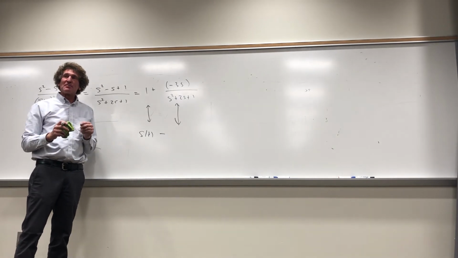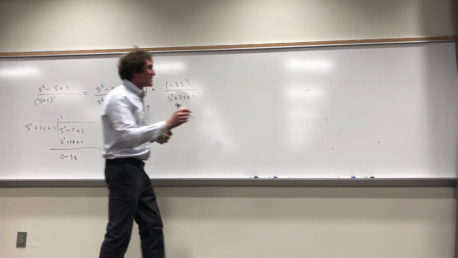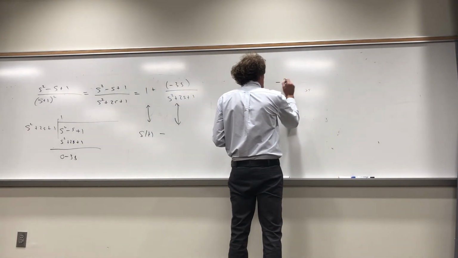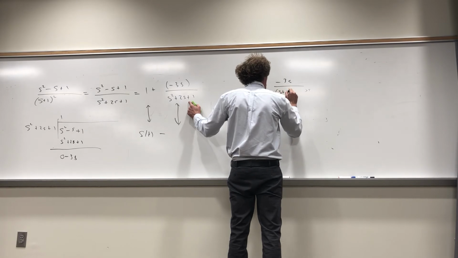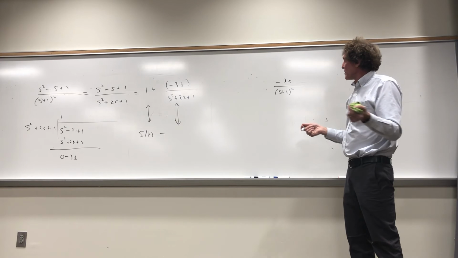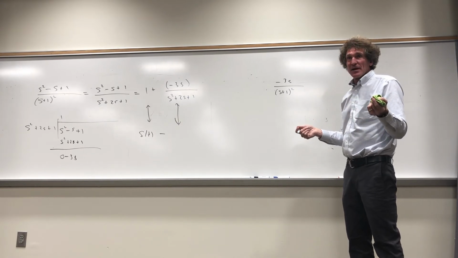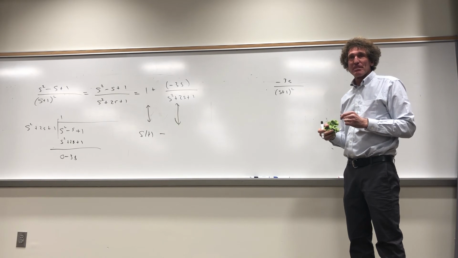I want to ask you something. Do you see something here that might be appropriate? Let's go ahead and do this. If I have just minus 3s by itself over this, what do we see here? S plus 1 squared, right? Isn't that right? So, now, if I have that, how would you do it?